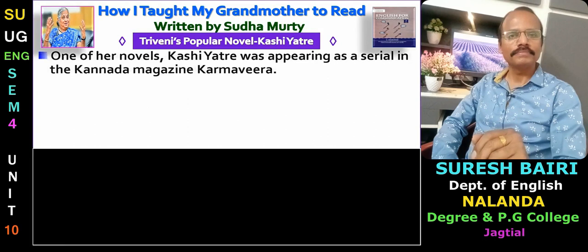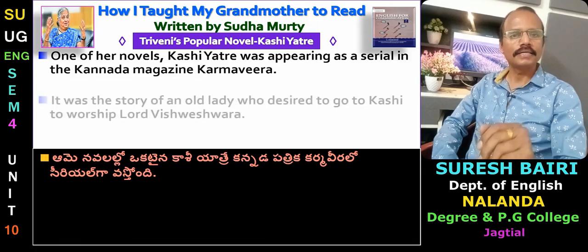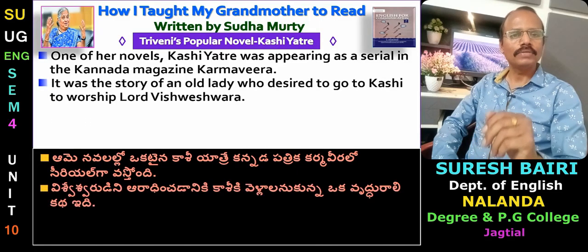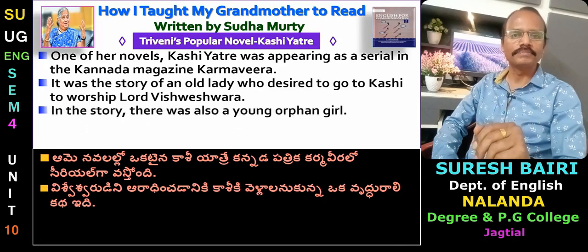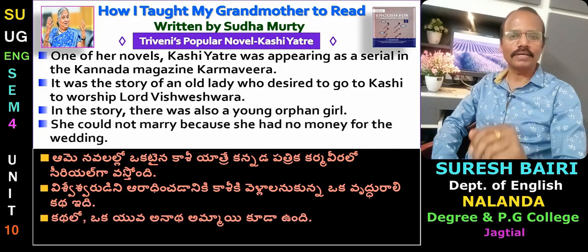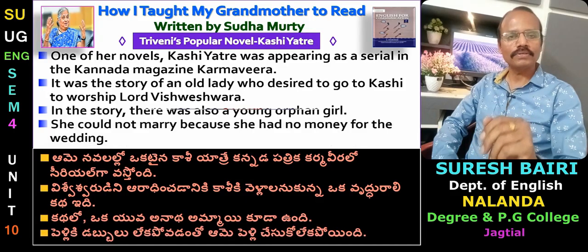Well, one of her novels, Kashi Yatre, was appearing as a serial in the Kannada magazine Kamavira. It was the story of an old lady who desired to go to Kashi to worship Lord Vishweshwara. In the story, there was also a young orphan girl. She couldn't marry because she had no money for the wedding.